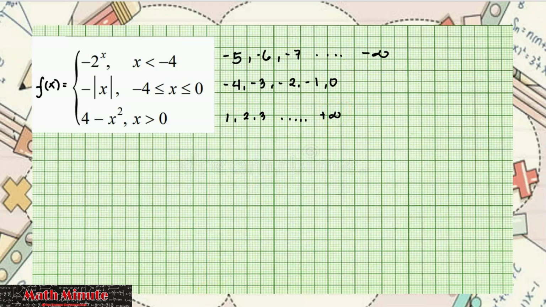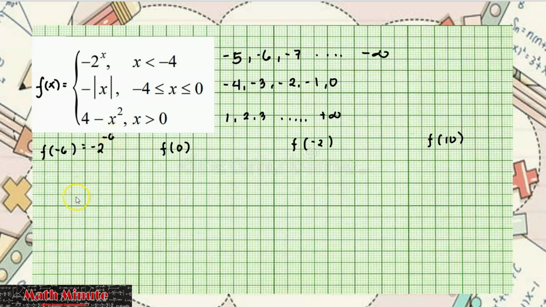Let's try to answer the following questions here. So let's say we have here f of negative 6, f of 0, f of negative 2, and f of 10. Let's start with f of negative 6. We know that negative 6 is less than negative 4. So meaning we will use the first function rule here, which is negative 2 raised to x. So what we're going to do is to substitute negative 6 to this x. So this will be negative 2 raised to negative 6.